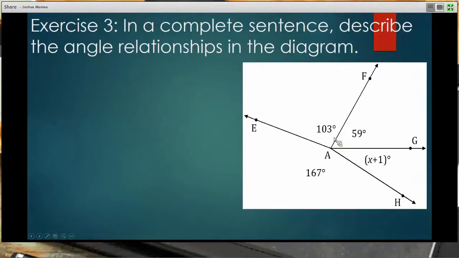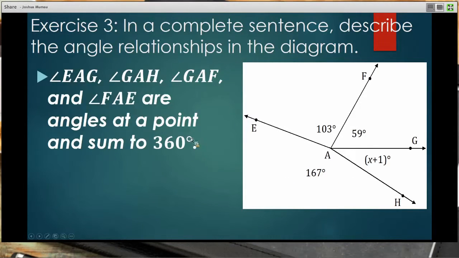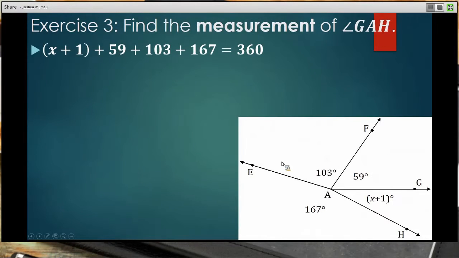Exercise 3. We have the following points. These angles are at a point. They all surround A. So if we were to sum all these angles together, we would get 360 degrees. So let's set up our equation. We have x plus 1 plus 59 plus 103 plus 167.